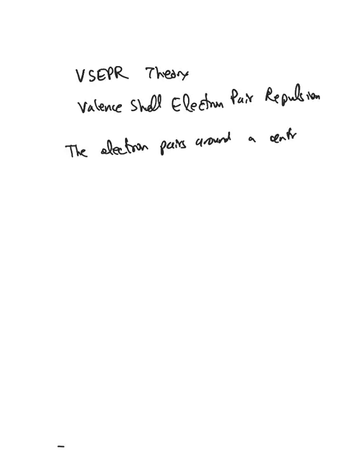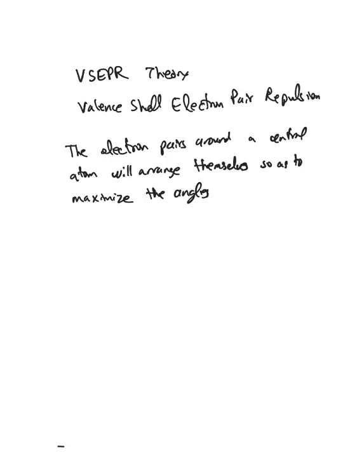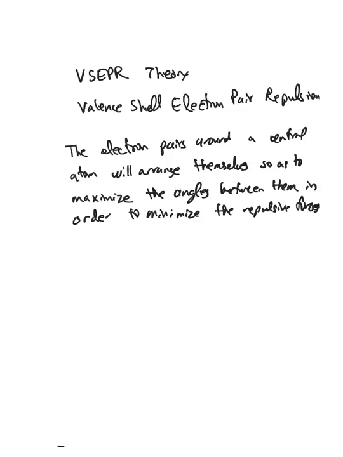around a central atom will arrange themselves so as to maximize the angles between them in order to minimize the repulsive forces between them. Valence shell electron pair repulsion theory.